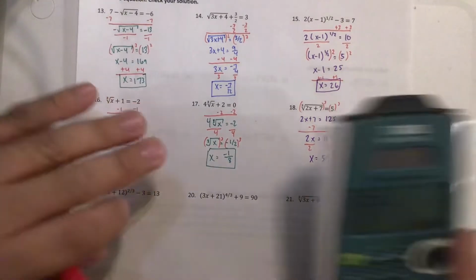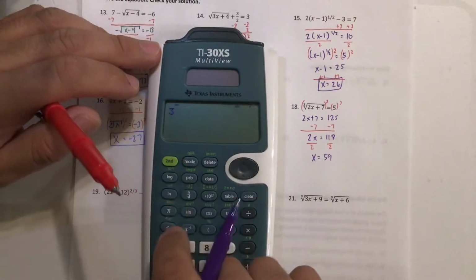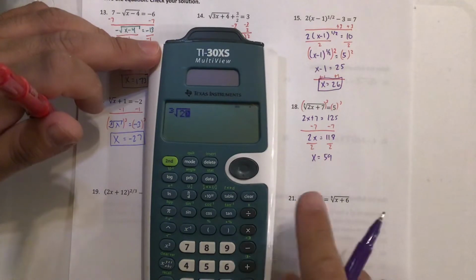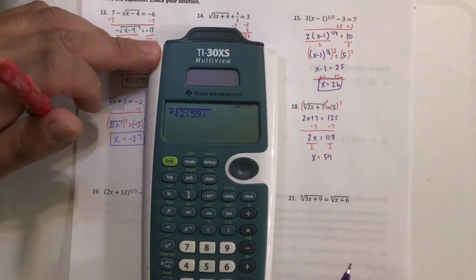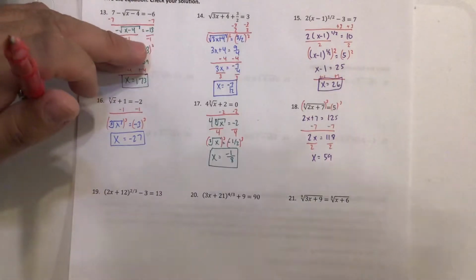Let's verify this answer works out real quick. So we have the cube root of 2 times 59 plus 7, and that does give us 5. So that answer does check out. Awesome.